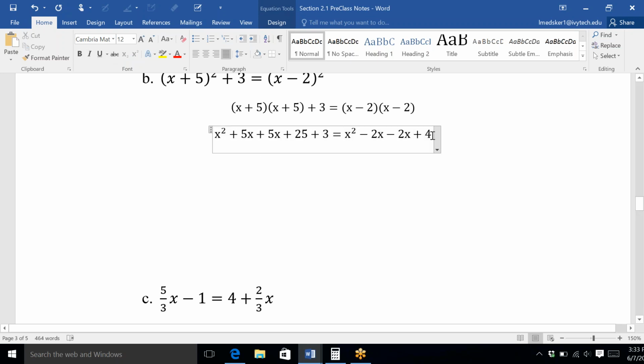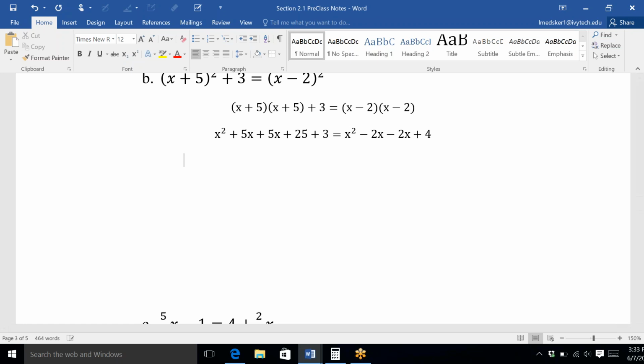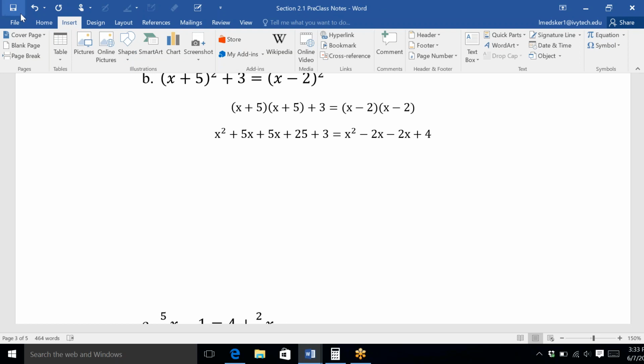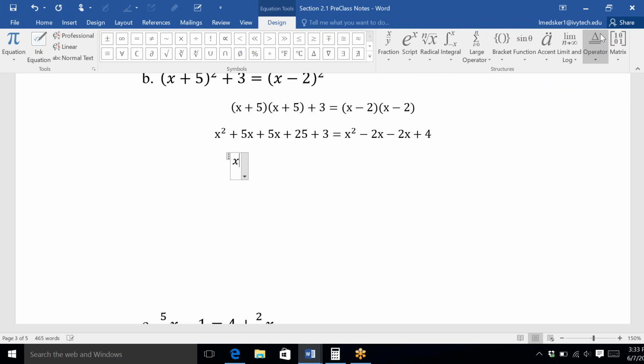Combining like terms on both sides, we would have x squared on the left plus 10x plus 28 equals x squared minus 4x plus 4.